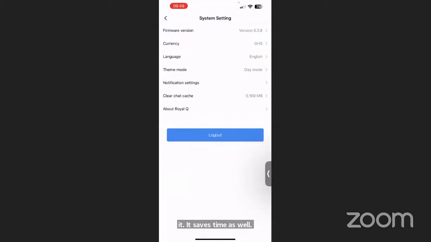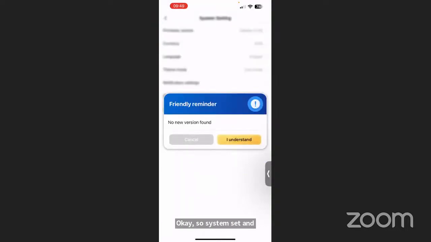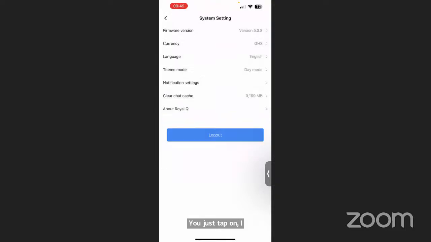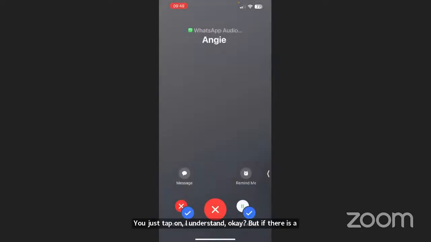Okay, so system setting, you see the firmware version. If it says no new version found, you just tap on I understand. But if there is a new version, they'll send you to update.